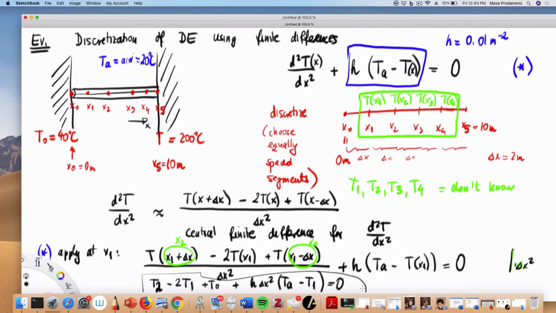Now I'm just going to move over to x2, x3, x4, and get 3 more equations. All of them will be linear equations in the t's, and my unknowns are t1, t2, t3, t4. So I'm going to get 4 equations in 4 unknowns, linear ones. We know how to solve that.